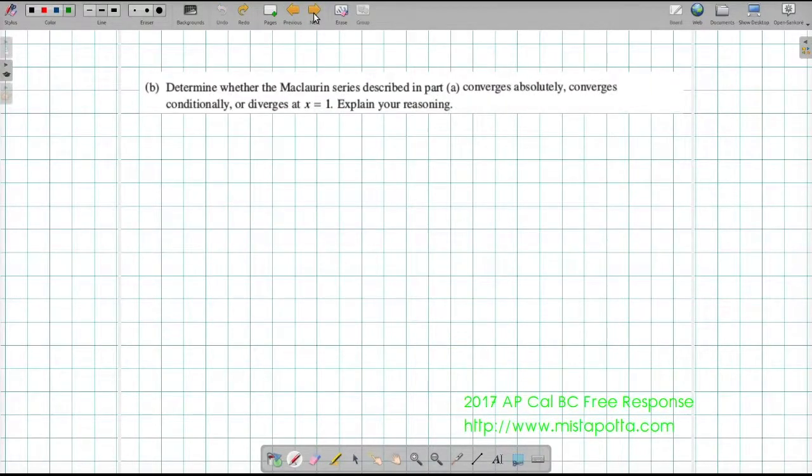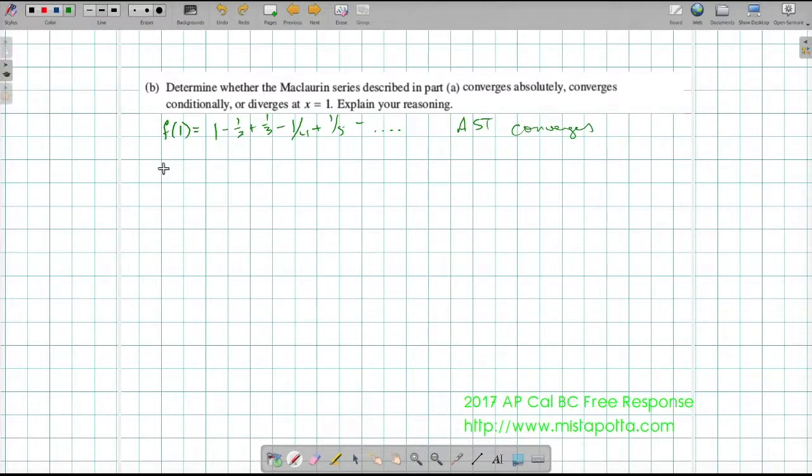On B, it says determine whether the Maclaurin series described converges absolutely, conditionally, or diverges at x equals 1. Keep in mind that my series evaluated at 1 is going to be 1 minus a half plus a third minus a fourth plus a fifth minus dot dot dot. And this is an alternating series test, so this converges.